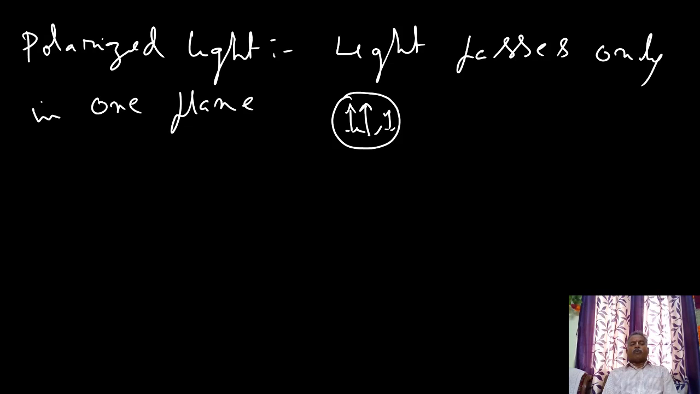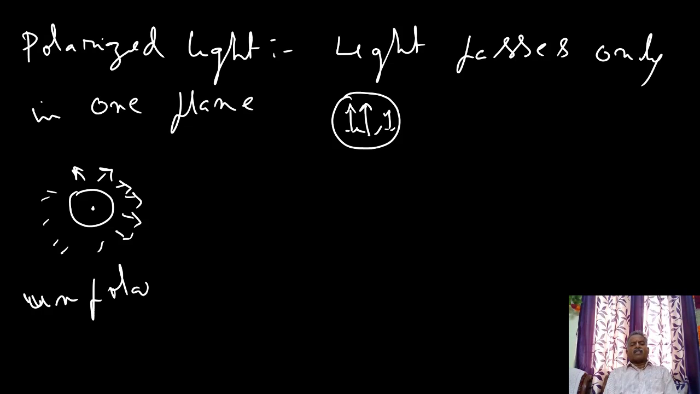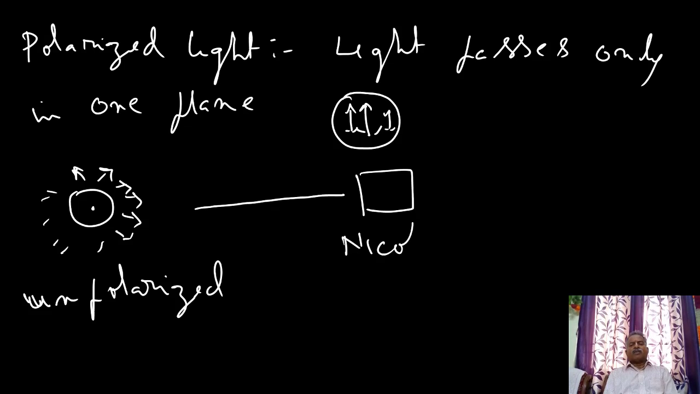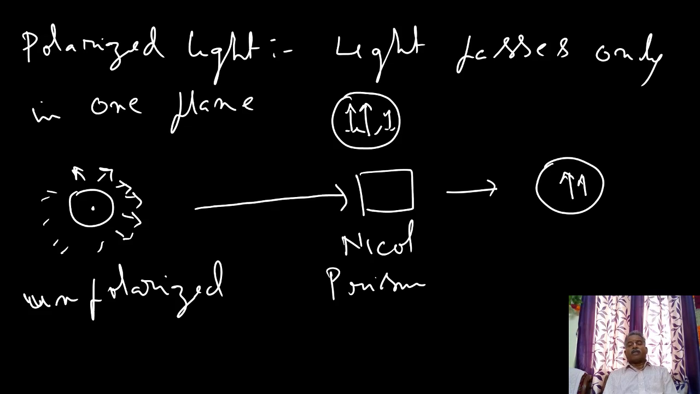Now, how do we make unpolarized light into polarized light? This is the source of light. This source of light has light rays passing in different directions. Therefore, this is unpolarized light. This unpolarized light is passed through a nicol prism. Therefore, we get polarized light. Polarized light means light waves pass in only one direction.